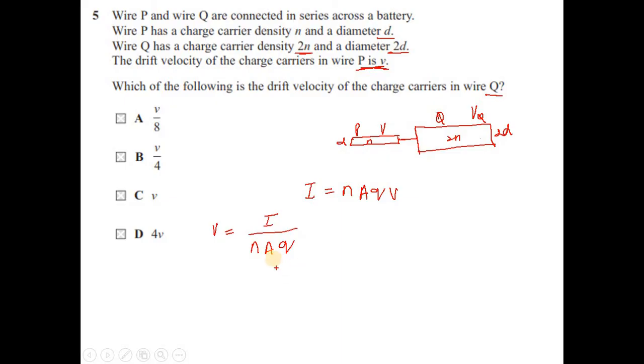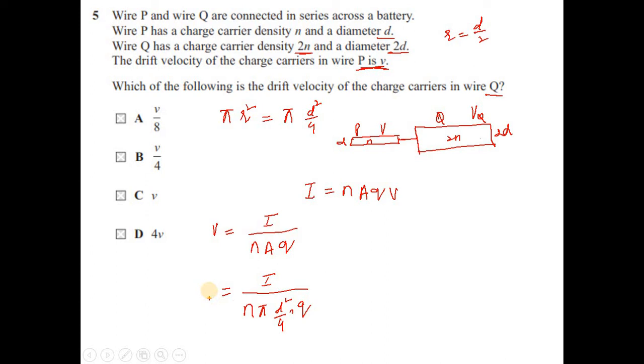Just for your understanding, I'm writing area in terms of formula. So I divided by N, A is pi r square, or you can say pi d square by 4, because r is d by 2, because in this given condition diameters are given. So I can write area is pi d square by 4 into Q.